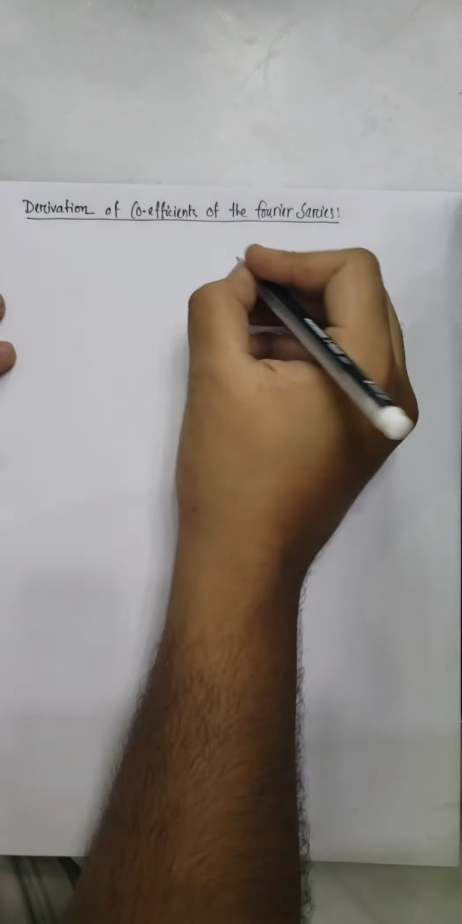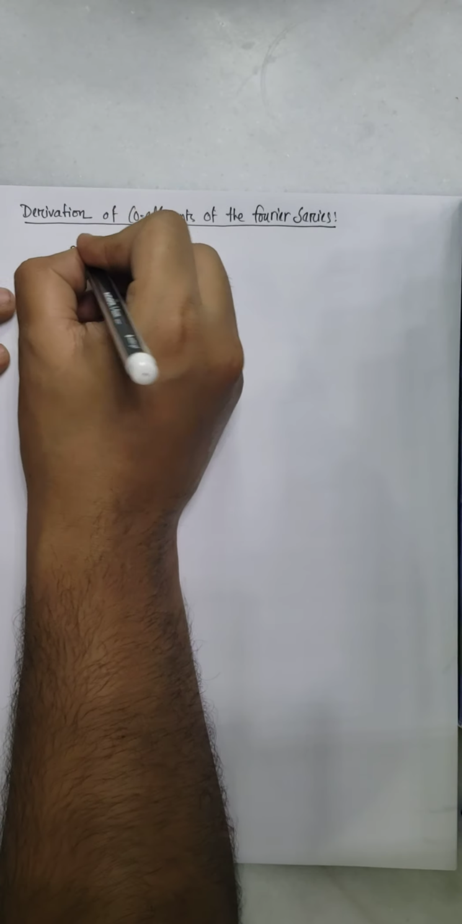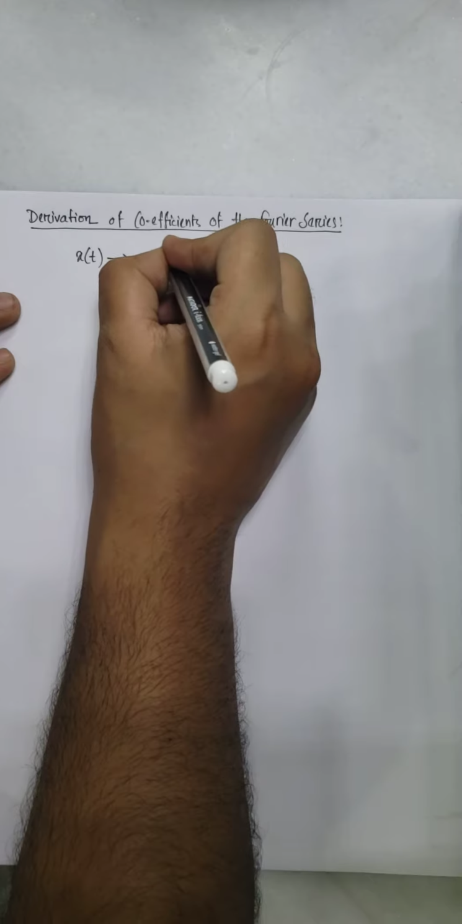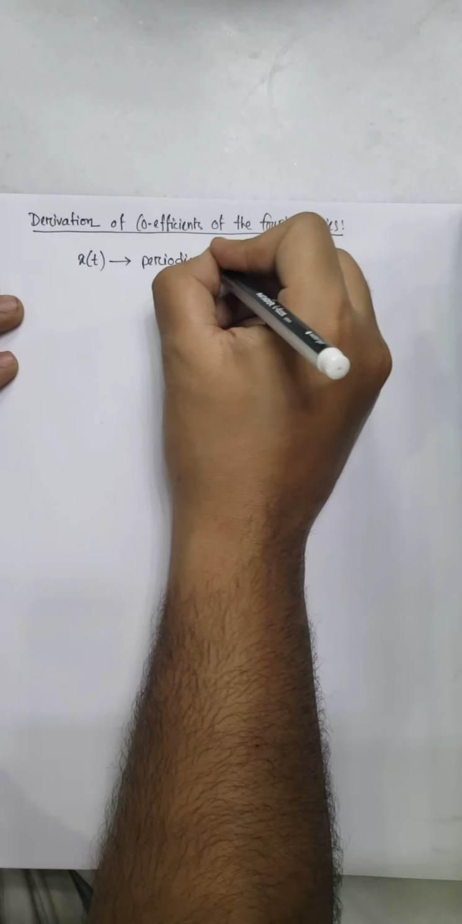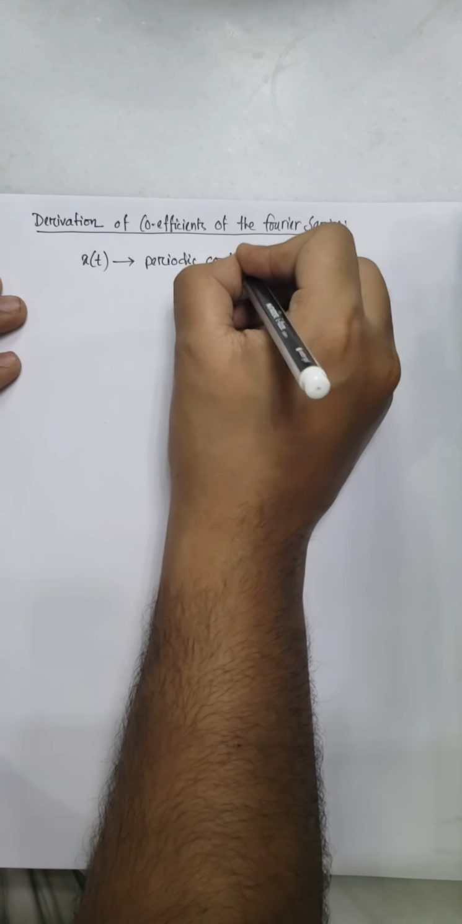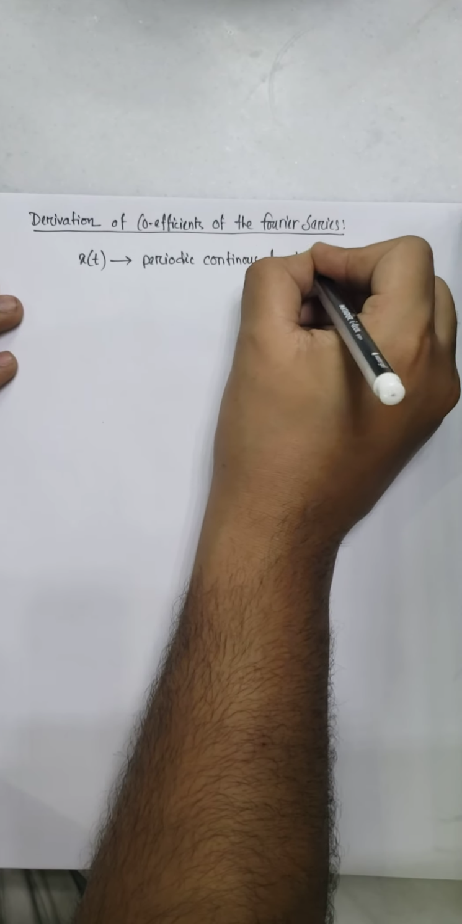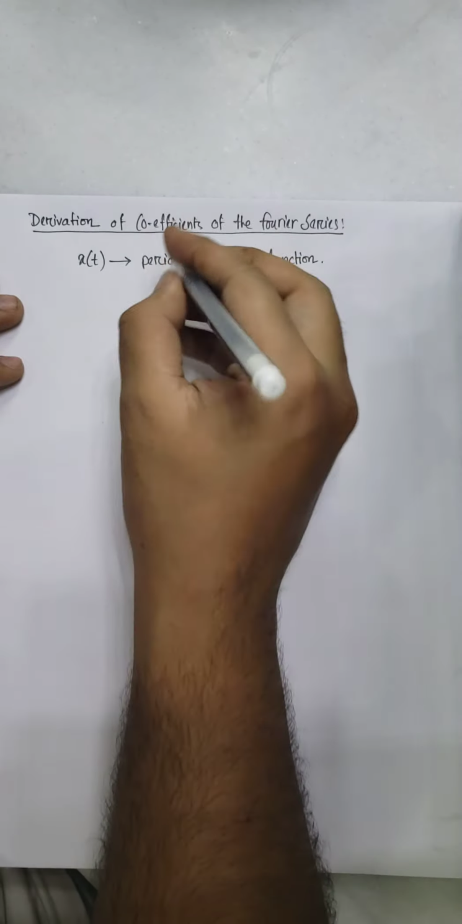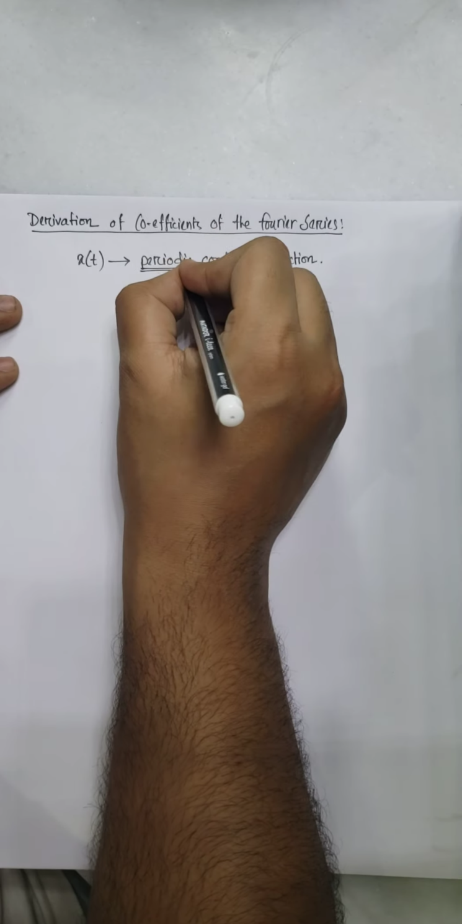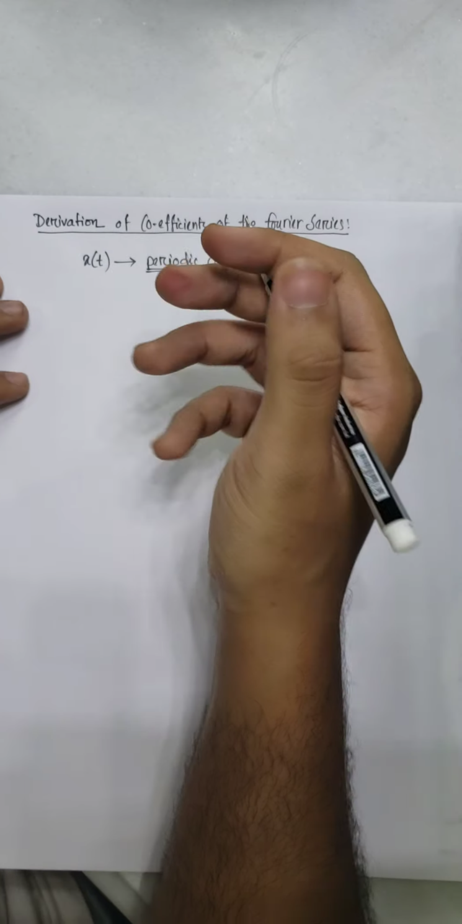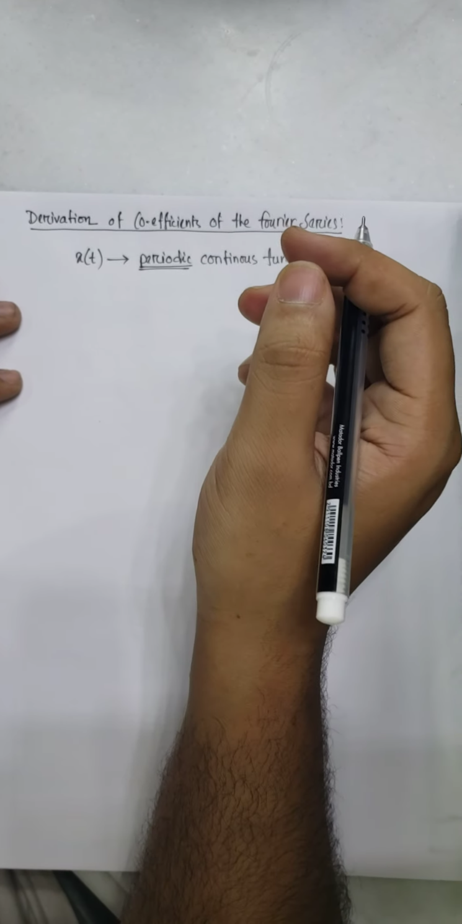Now suppose x of t is a periodic continuous function. I cannot stress enough that the function must be periodic. Otherwise, Fourier series might not work in this regard.